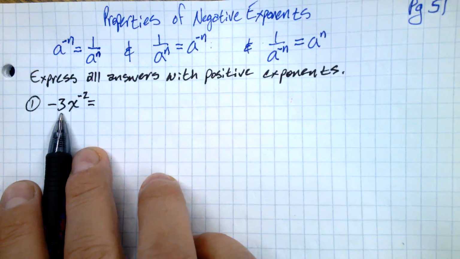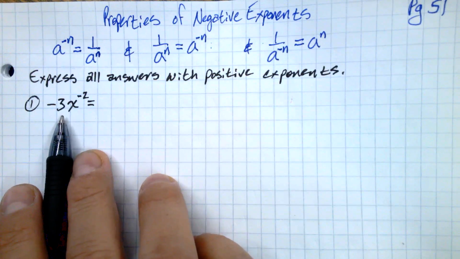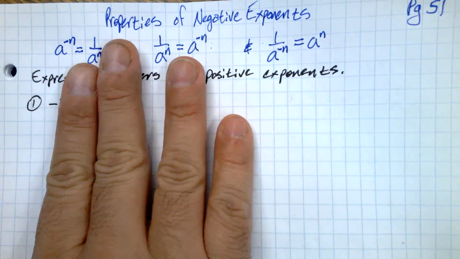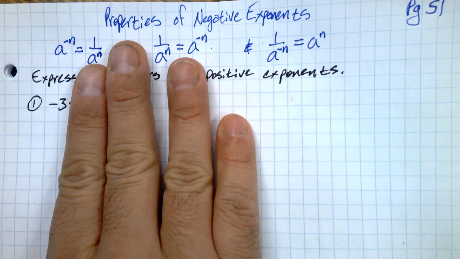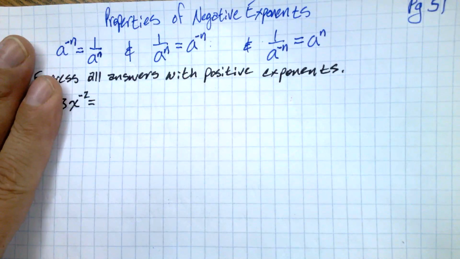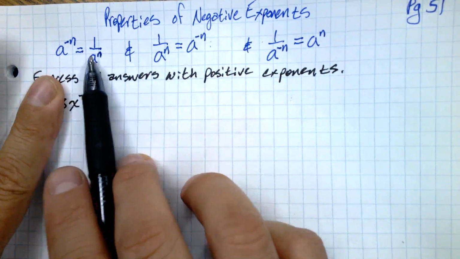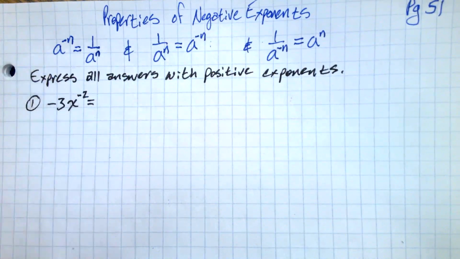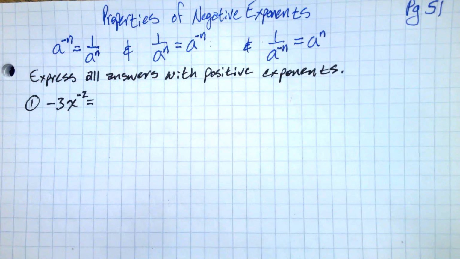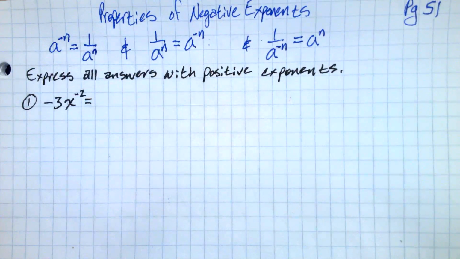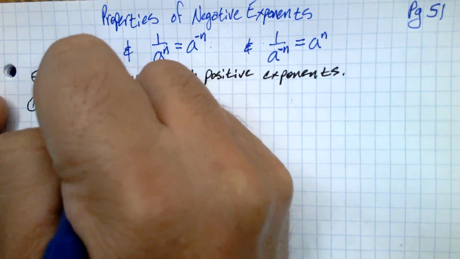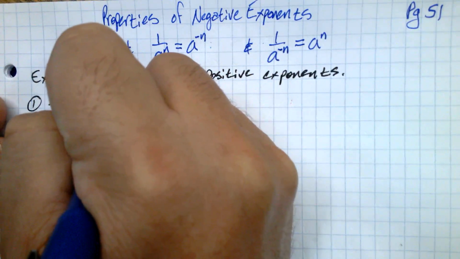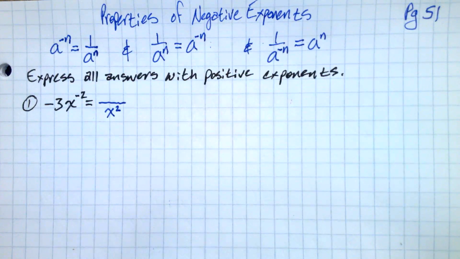So negative 3 is fine. What's the exponent on the number 3 by itself? 1. It's negative 3 to the 1. That's positive, so leave it. X, though, is to the negative 2. So we're going to use this rule. It's going to go from the numerator where it's at to the denominator. Let's write that. It's going to go downtown, and it's going to become x to the second, no longer negative.